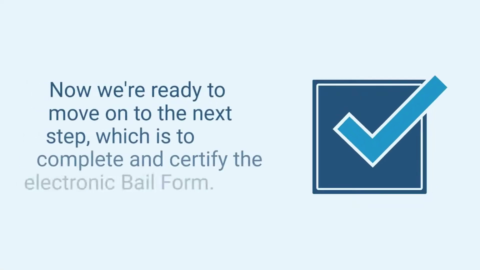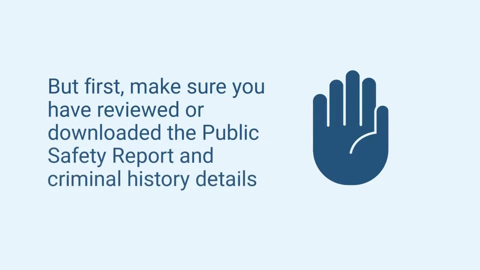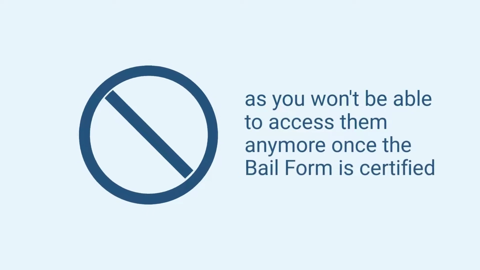Now we're ready to move on to the next step, which is to complete and certify the electronic bail form. But first, make sure you have reviewed or downloaded the Public Safety Report and criminal history details, as you won't be able to access them anymore once the bail form is certified.